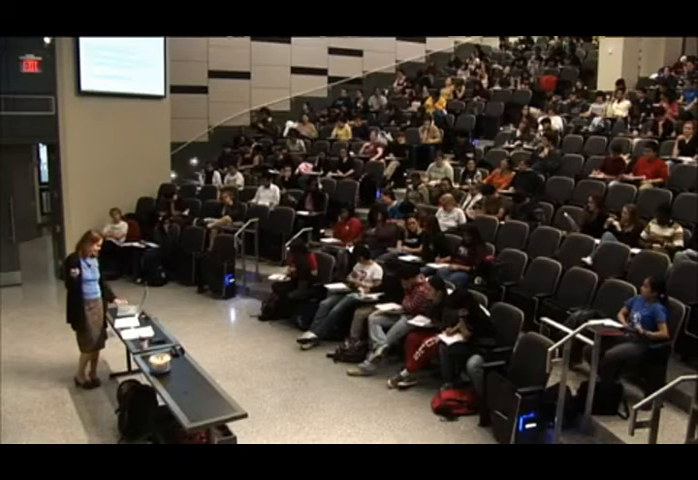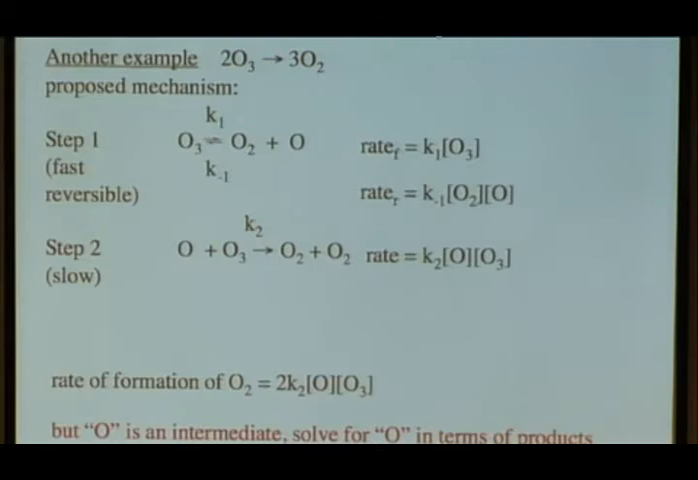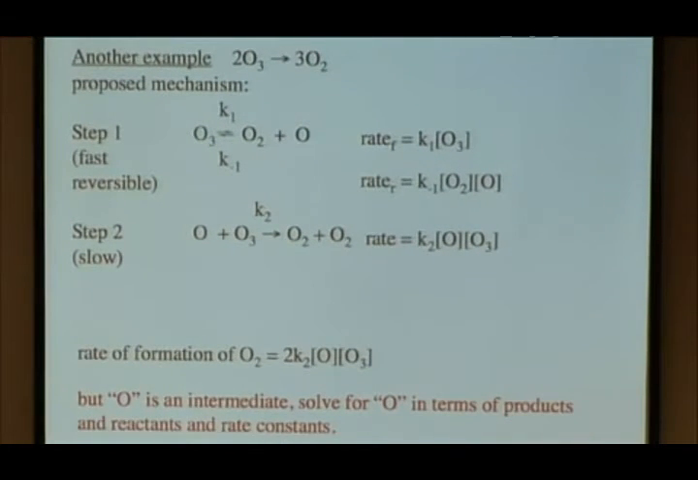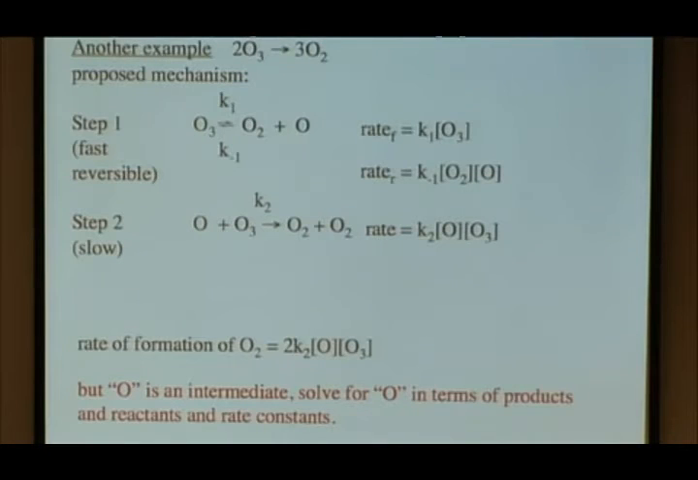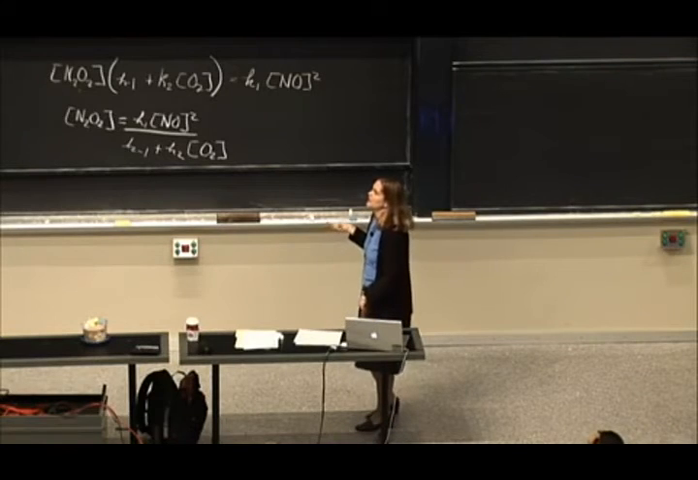There's an intermediate. Intermediates will not be your friend in doing these problems. Yes, we have an intermediate, so we're not complete. We need to solve for O in terms of products, reactants, and rate constants. So we're not done. So we need to get rid of the intermediate.